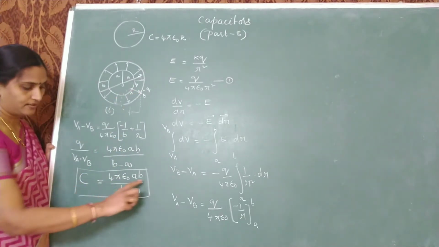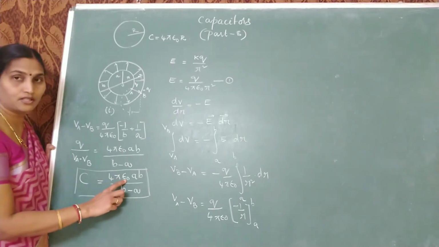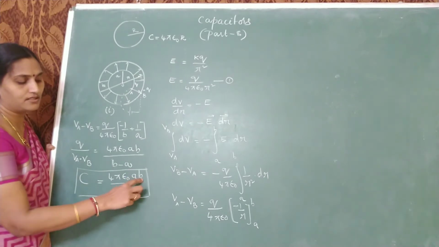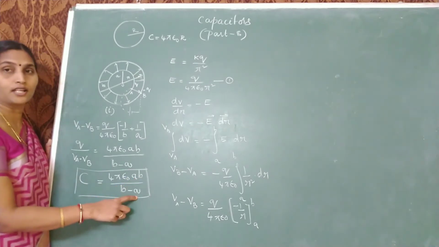Now if you look at it, it is 4 pi epsilon naught, which is a constant. So it depends only on the size of the shells. That means the inner radius and the outer radius.